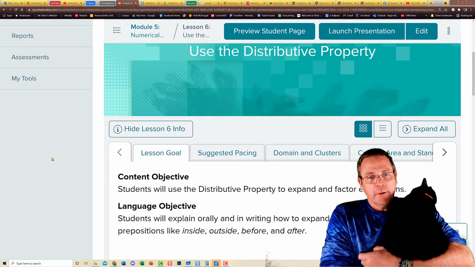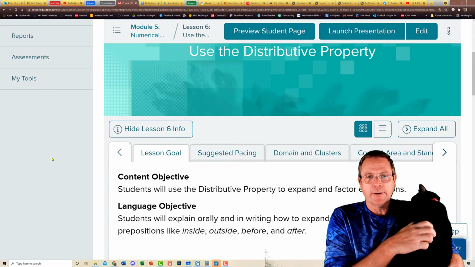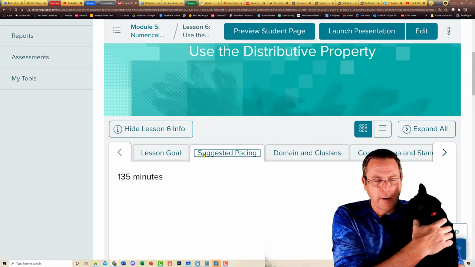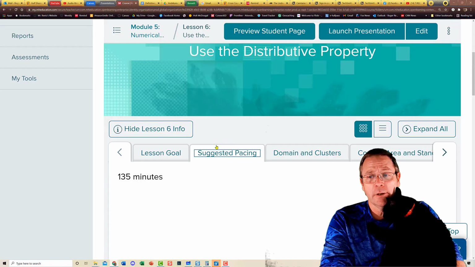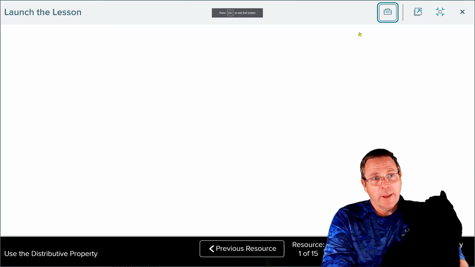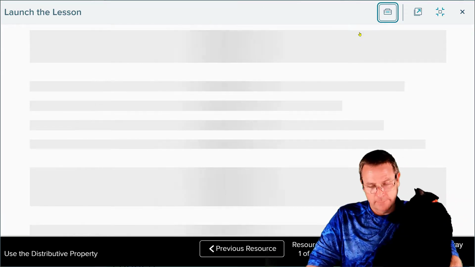Content objective says students will use the distributive property to expand and factor expressions, and the suggested pacing, wow, 135 minutes. This one might just take us a little while, but you know, the textbook hasn't exactly been real accurate. It only has 15 slides. I mean, how bad can it really be? Yeah, right.